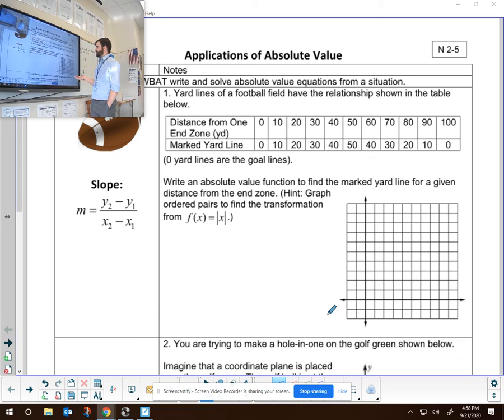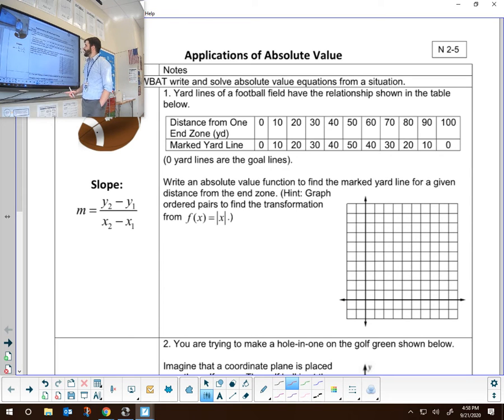So let's write an absolute value function to find the marked yard line for a given distance from an end zone. Let's start off by graphing the ordered pairs on this graph that's been given to us here. I'm going to start off by graphing out 0, 0. We're going to say this is my x and this is my y. So we're going to have a point first at 0, 0. Then let's have a point at 10, 10.